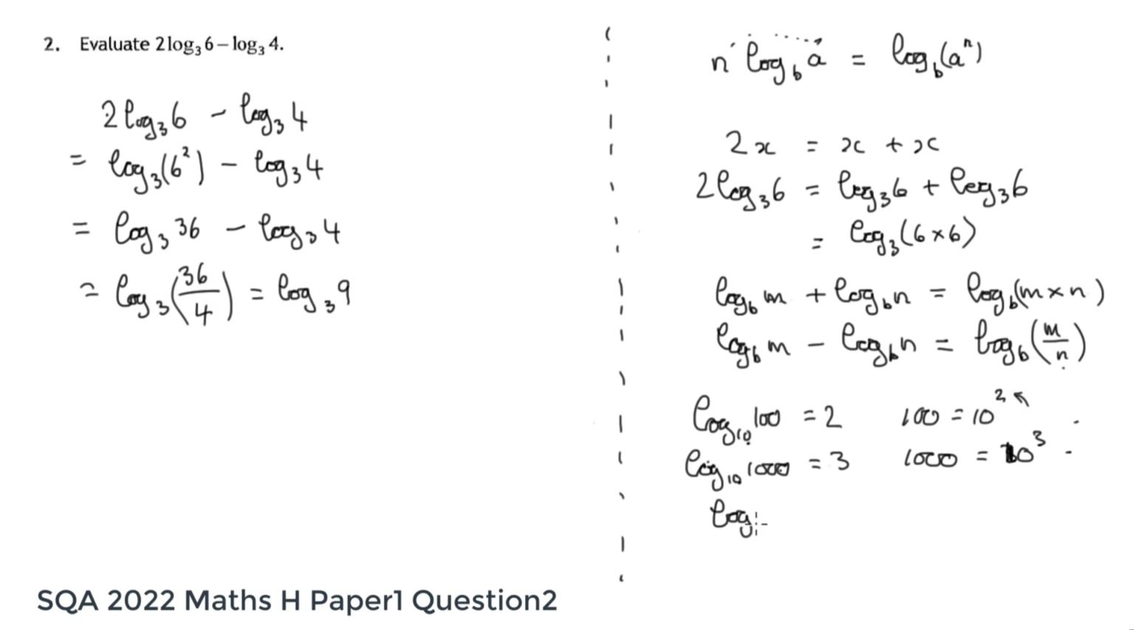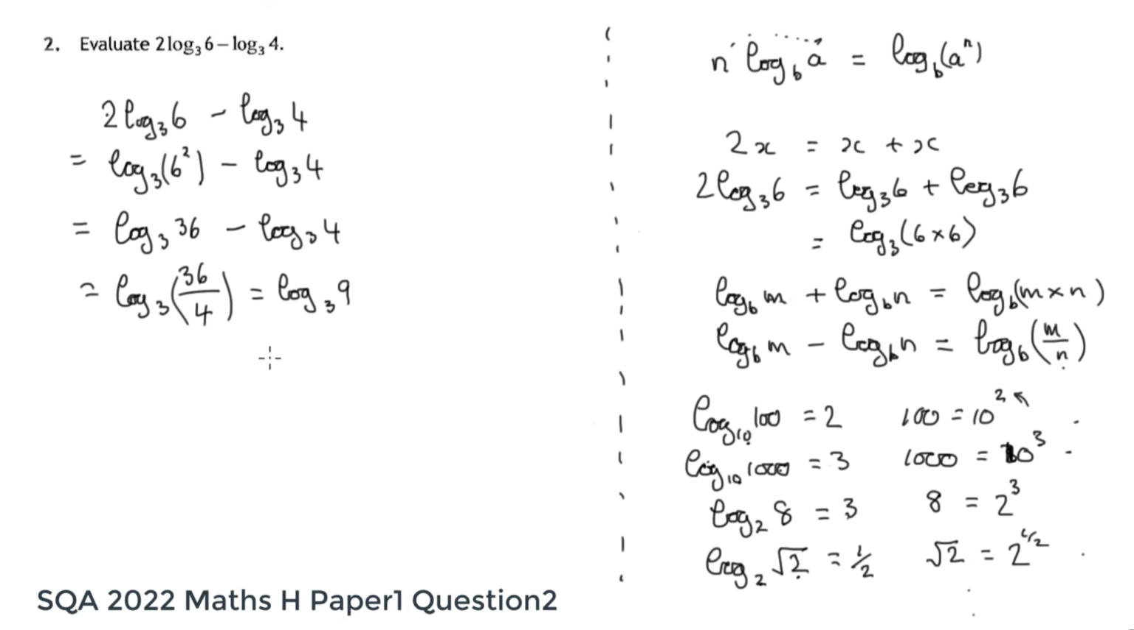Log to the base 2 of 8. Well, that's also 3. What power do you raise 2 to get 8? The answer's 3. 8 is 2 to the power 3. And here's a harder one, but log to the base 2 of the square root of 2. What power do you raise 2 to get the square root of 2? Well, think about it. That's a half. Why is that? Because the square root of 2 can be written as 2 to the power half.